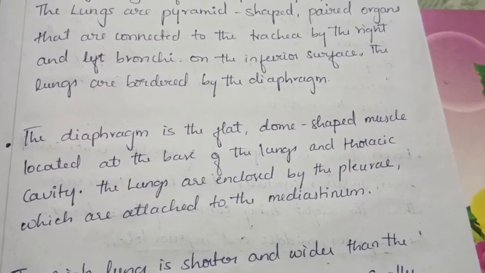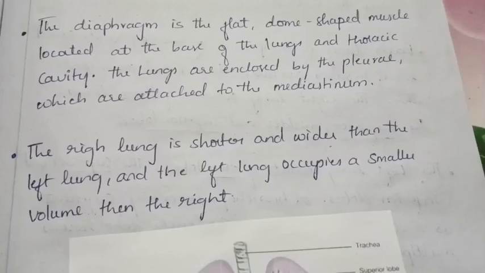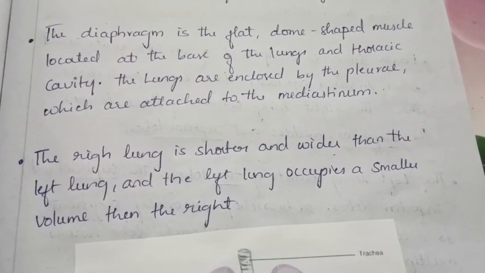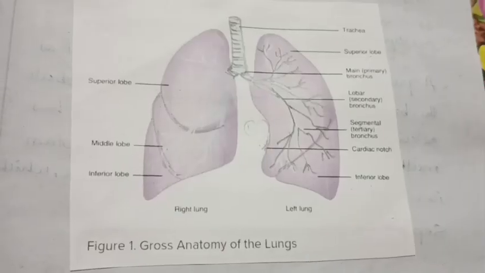The lungs are enclosed by the pleura, which are attached to the midsternum. The right lung is shorter and wider than the left lung, and the left lung occupies a smaller volume than the right.